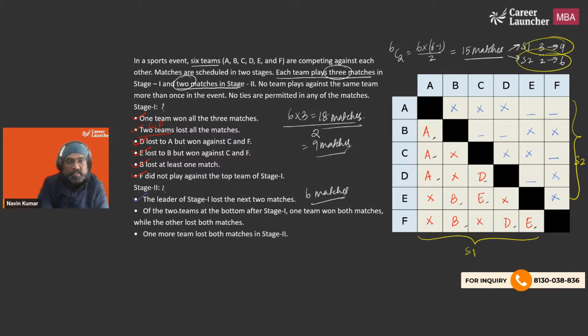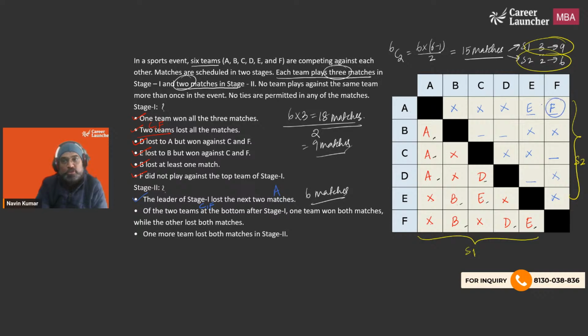Let's see. The leader of stage 1, which is another way of saying A, lost the next two matches. So A is going to lose the next two matches. That means E and F are going to win, because this is the match between A and E. The last cell denotes the match between A and F. The two teams at the bottom after stage 1 are C and F. One team won both the matches while the other lost both the matches.